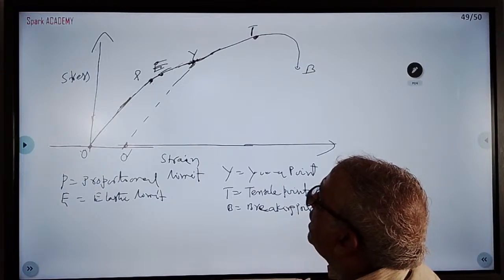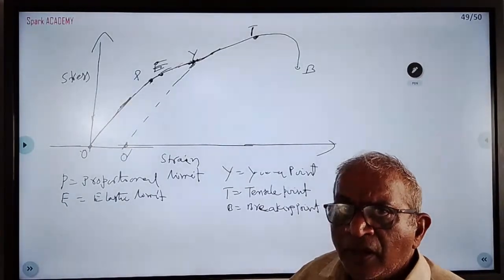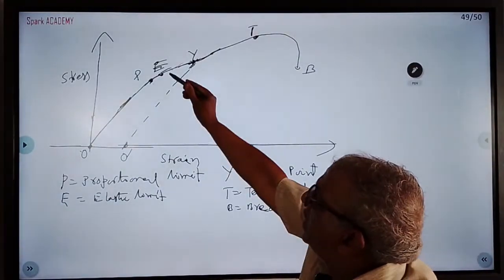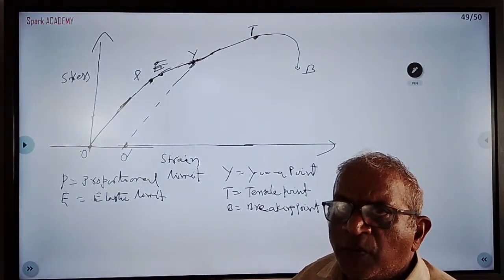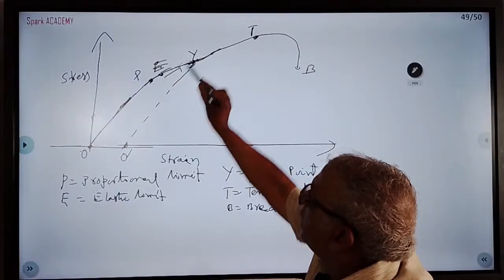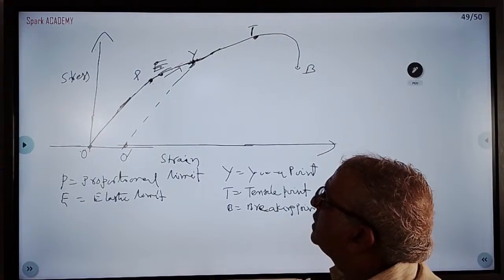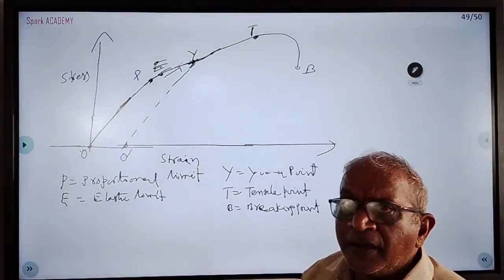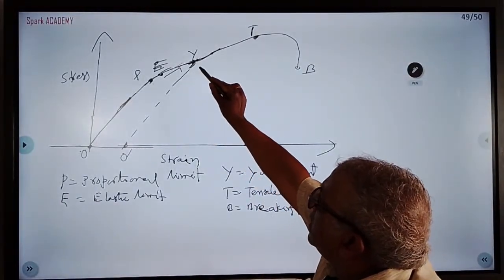Between E and Y, what is Y called? Y is called the yield point. Between the elastic limit and the yield point, it temporarily loses its elastic nature partially. It will not follow Hooke's law, and you lose the elastic nature at the yield point.